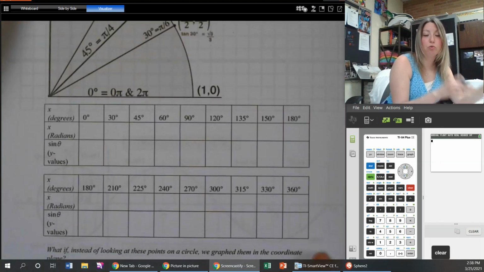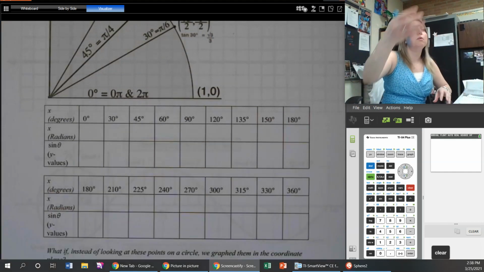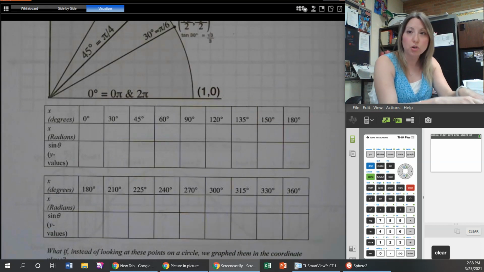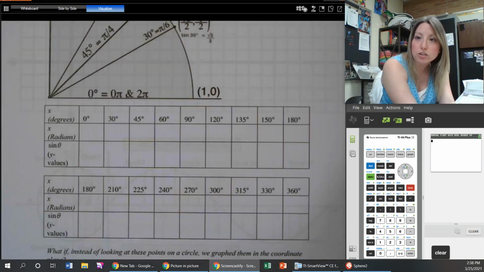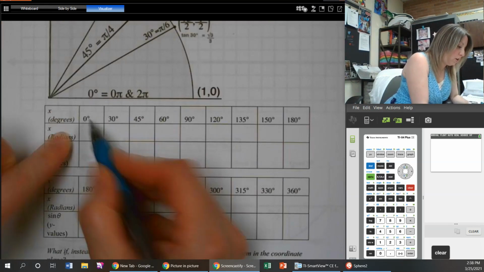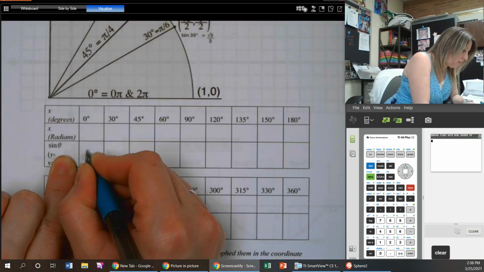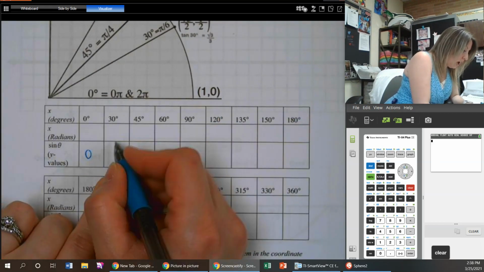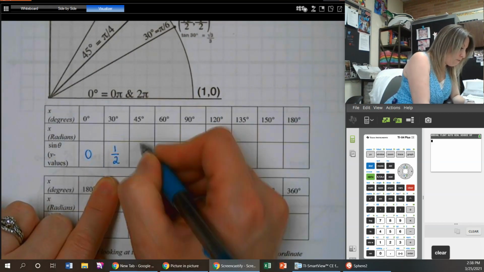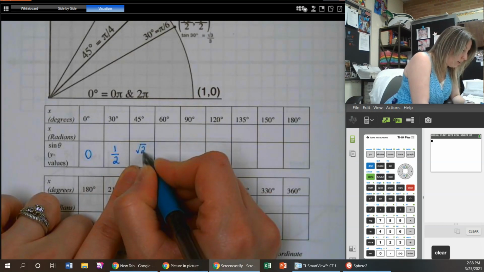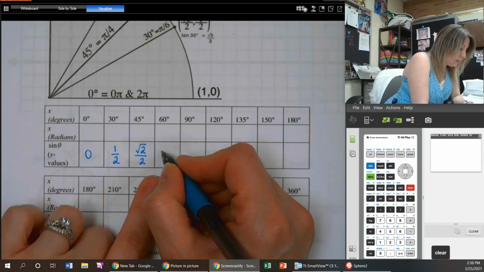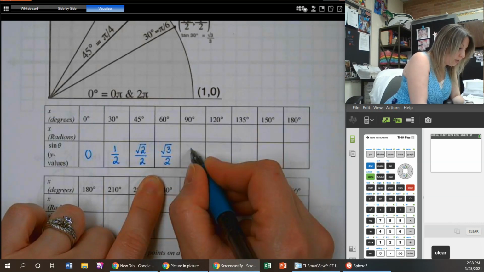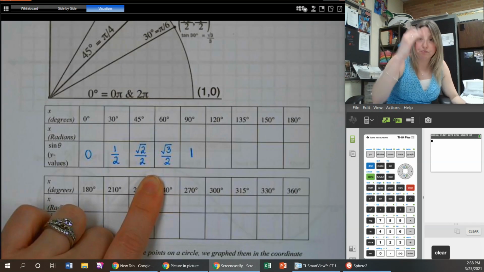is translate that into moving all the way around the unit circle. We're just going to put those coordinate y values right here, right? So at 0 degrees, our sine is also 0. At 30 degrees, our sine is 1/2. At 45 degrees, our sine is radical 2 over 2. At 60 degrees, our sine is radical 3 over 2. And all the way up at 90 degrees, we get to the top, which is 1.